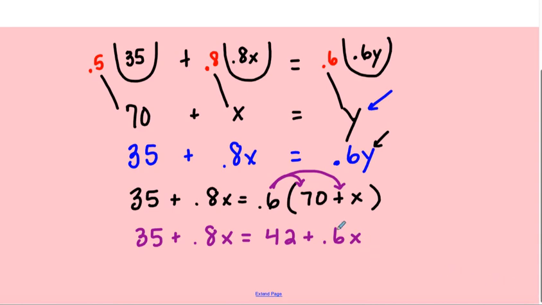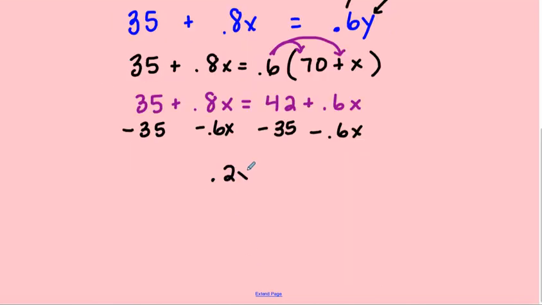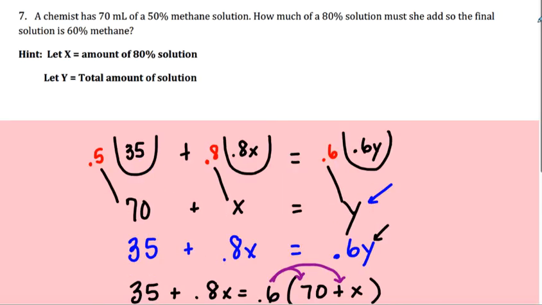And I'm just going to do the solving. So I might here subtract 0.6x and then subtract 35. And that's going to give me 0.2x equals 7. And then I divide by 0.2. And that gives me x equals 35. The question just asked me how much of an 80% solution had to be added. So 35 milliliters.